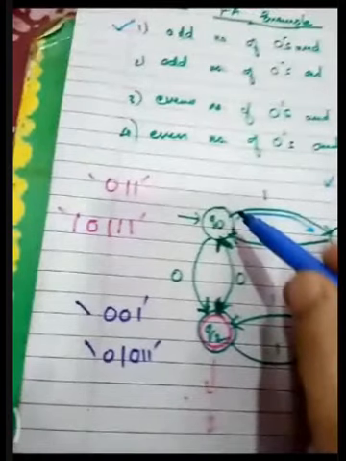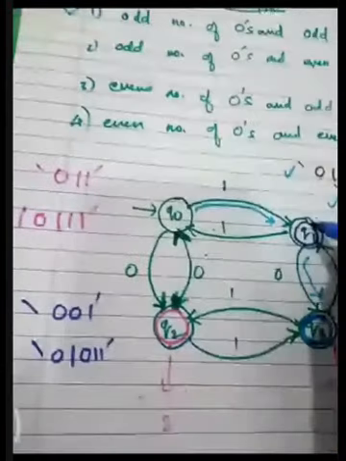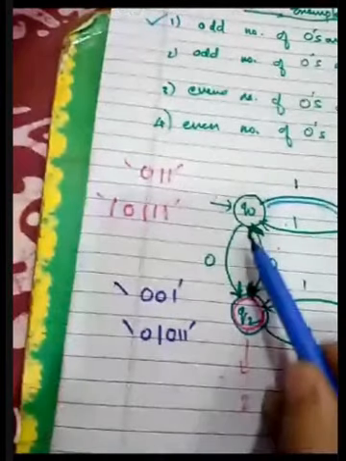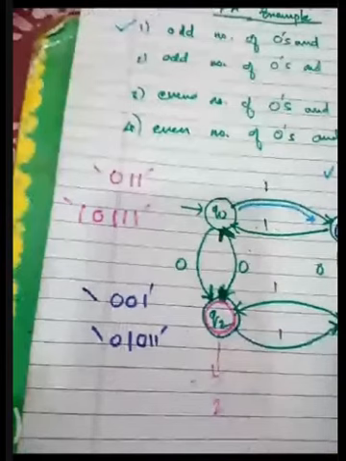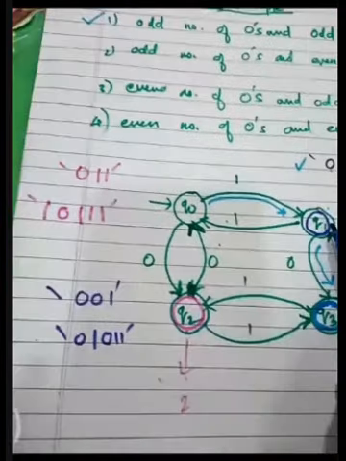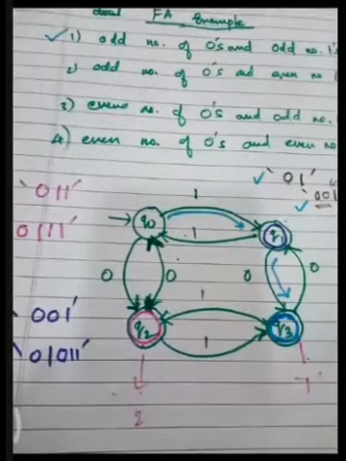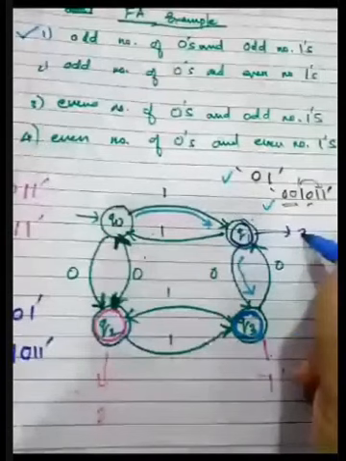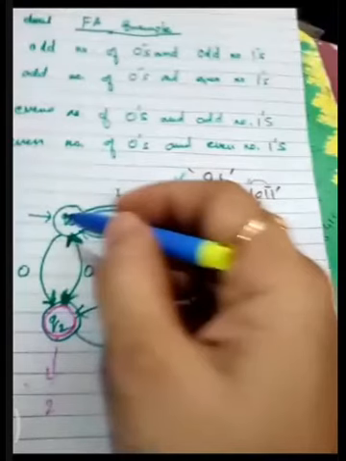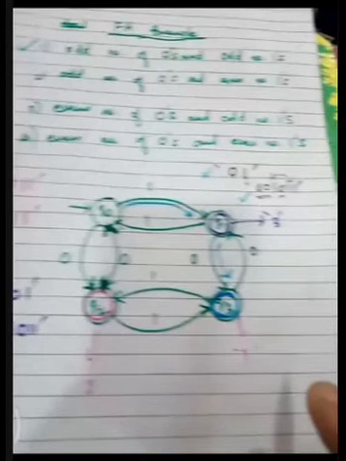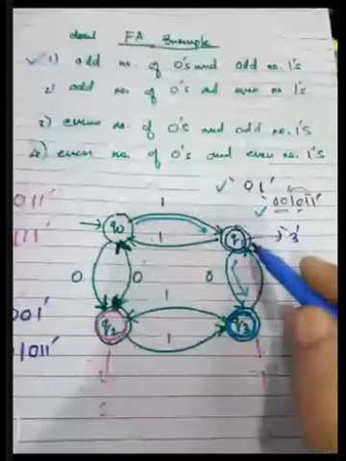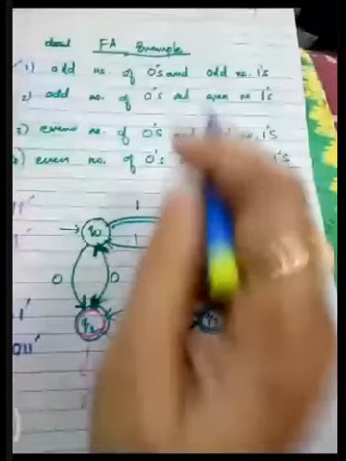So I can say that this state will be, now we can check for the second case also: 0, then 1, then 0, then 1, and then again 1. So again we are getting Q1 as the final state. So here Q1 will be the case 3 solution. All others, Q0, Q2, Q3, will be non-final states. Only Q1 will be the final state. Now the only case remaining is the last one, even number of zeros and even number of ones.